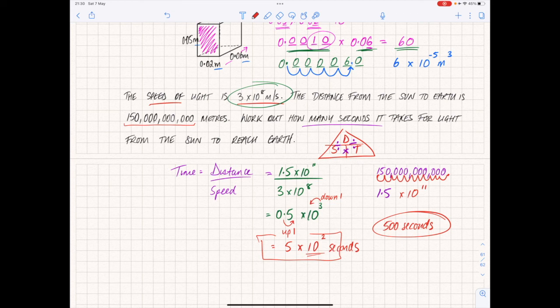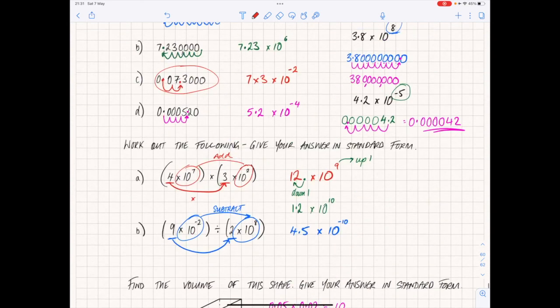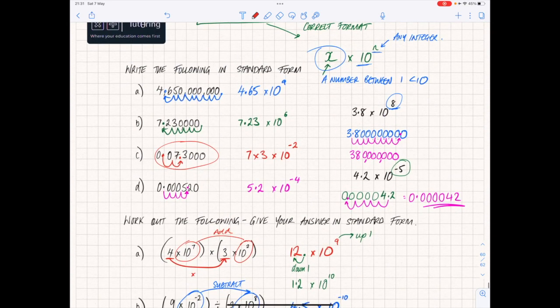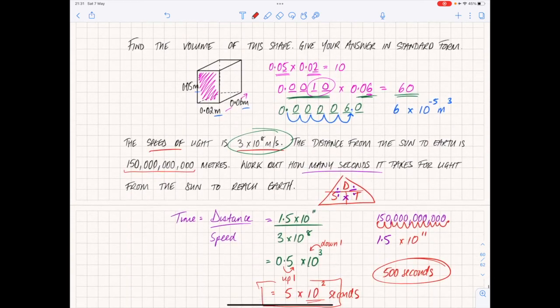Okay, so that's standard form. They're your basics. They're the things you need to be aware of, especially coming up to your GCSE. So make sure you're happy with all those fundamentals from the top there, all the way through to multiplying, dividing, and then some questions in context.